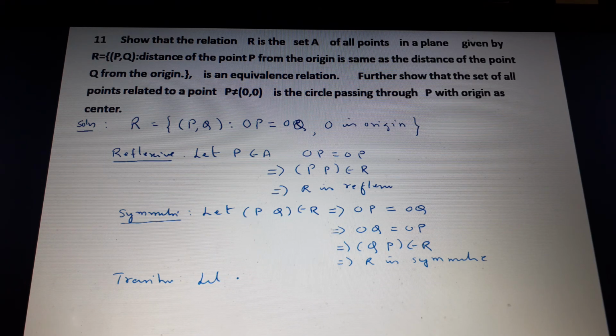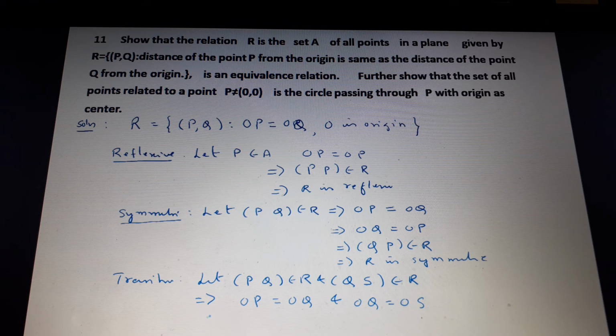Let PQ be in R, and let me take QS, another ordered pair, be in R. So now I have to establish PS belongs to R. This implies if PQ belongs to R, look at the definition, OP must be equal to OQ. This is the first condition. And of course here also I have to write and. QS belongs to R means OQ must be equal to OS.